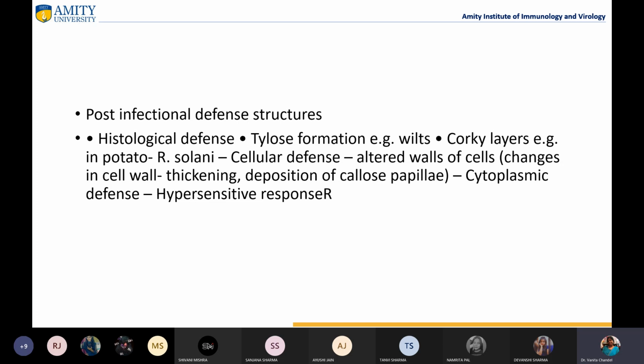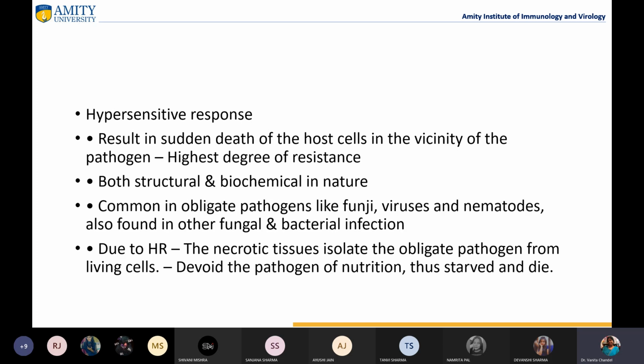Then cytoplasmic defense includes the hypersensitive response, which is shown by the host. So what is this hypersensitive response? It results in the sudden death of the host cell in the vicinity of the pathogen.